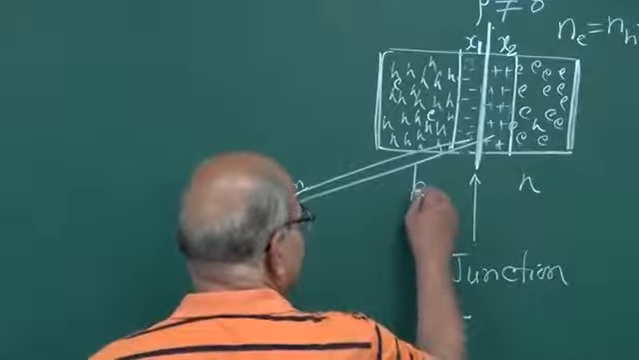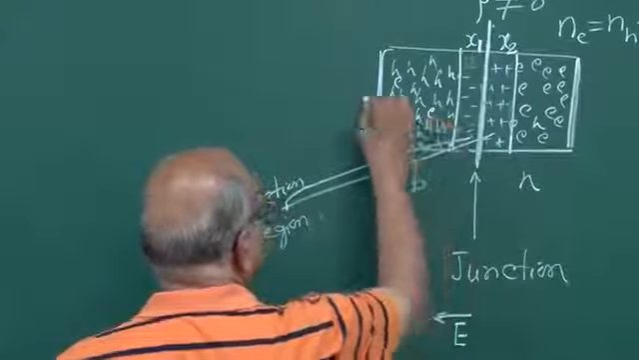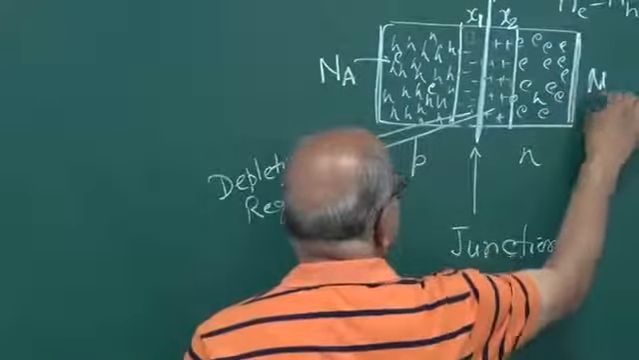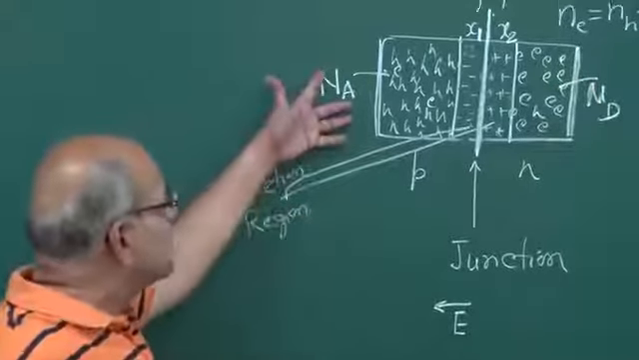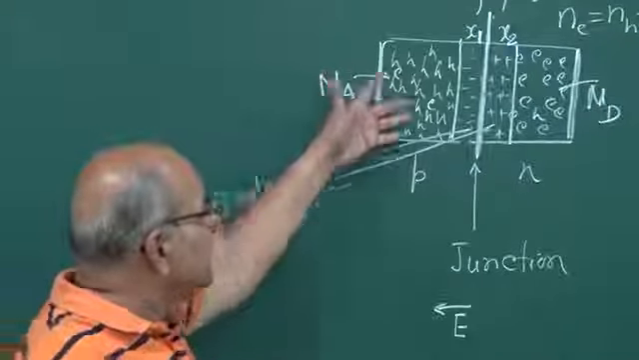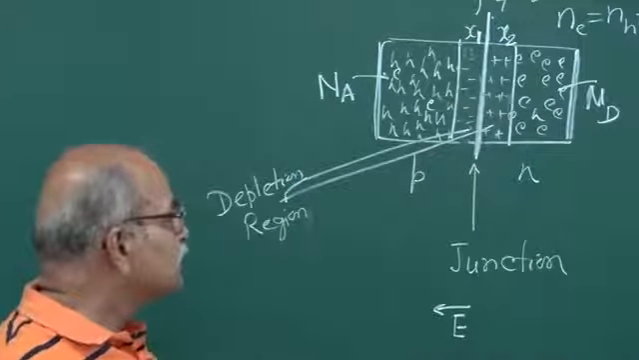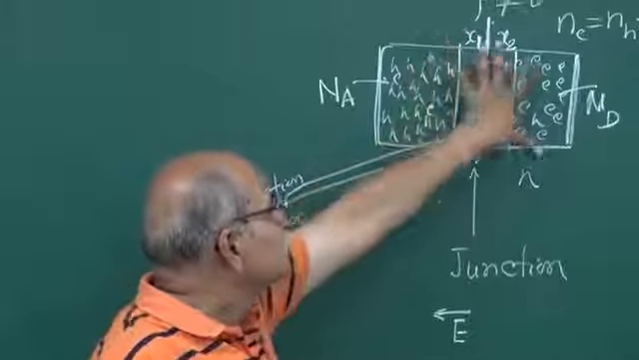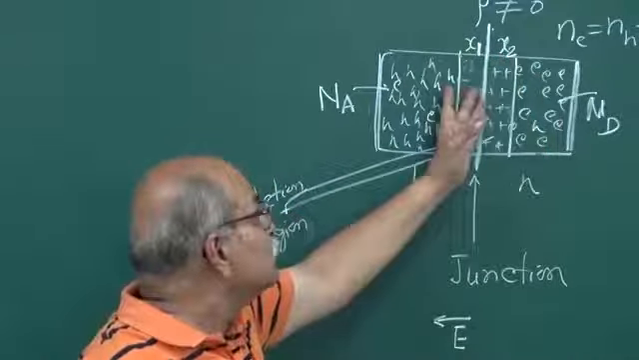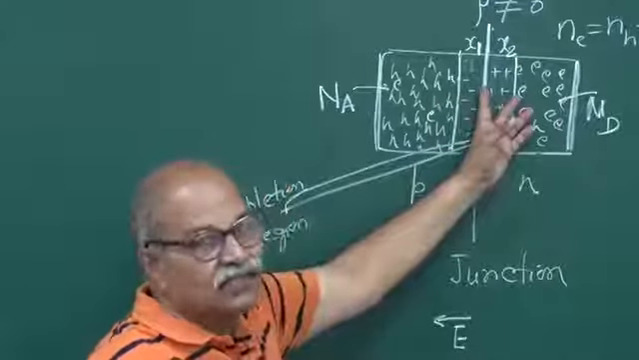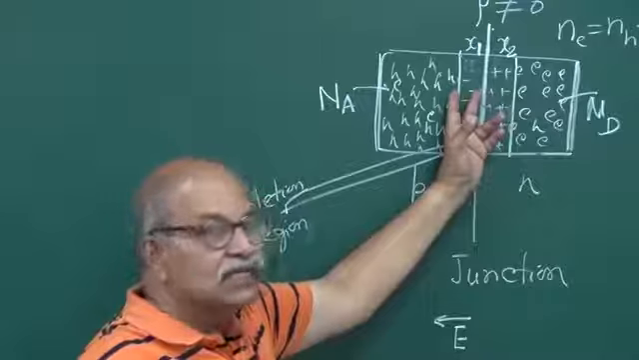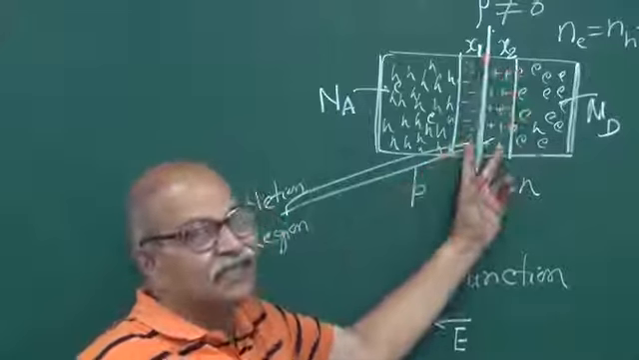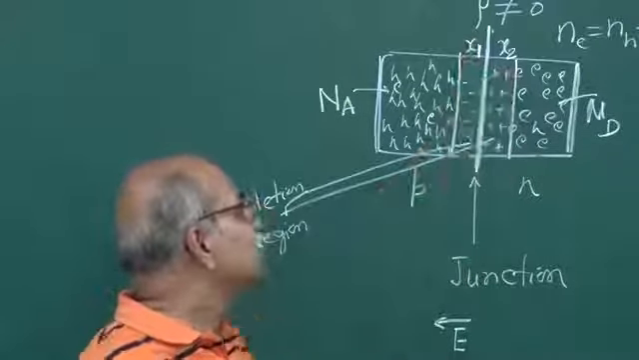So if this is P type, that means you are putting acceptor impurities here, so Na, and here you are putting donor impurities, so Nd. How many acceptor impurities per centimeter cube, how many donor impurities per centimeter cube, that will decide this. If you have large density here and a smaller density there, and if these holes are to neutralize these electrons or these electrons are to neutralize these holes, a small width is sufficient to neutralize a larger width here, and therefore x1 and x2 will be different.